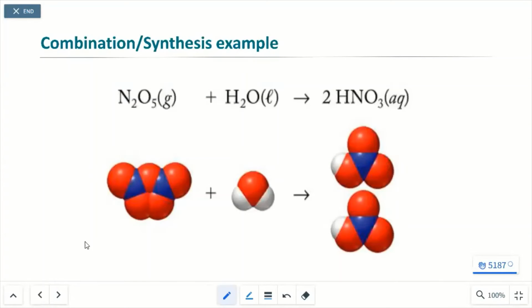And so here's another example. Here we have the gaseous product, dinitrogen pentoxide. When that substance comes into contact with water, this is one of the ways that we can create nitric acid.